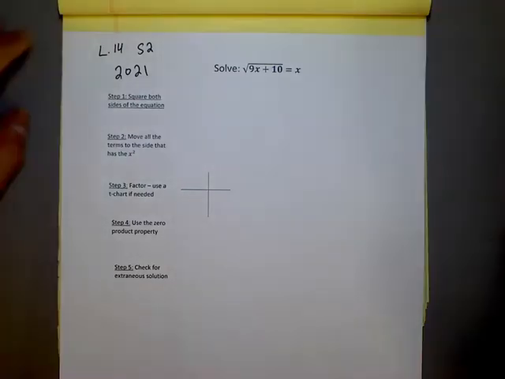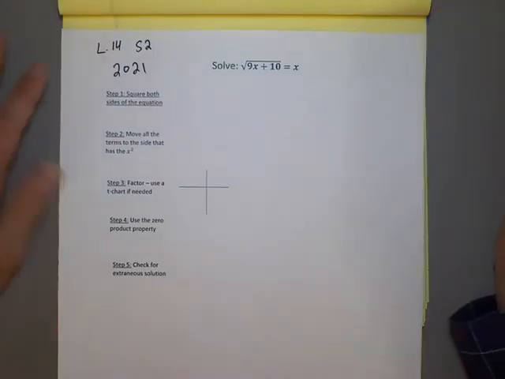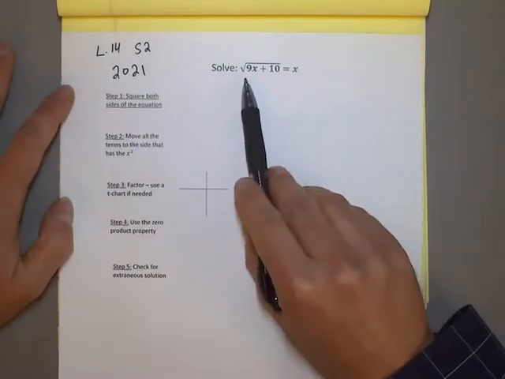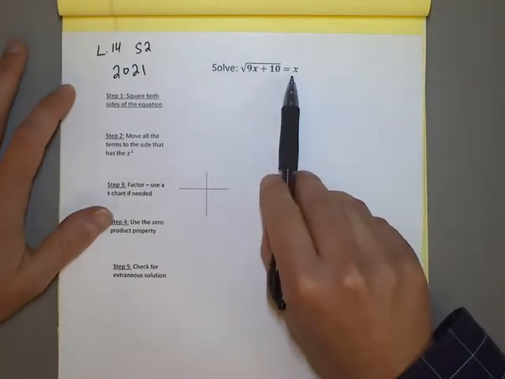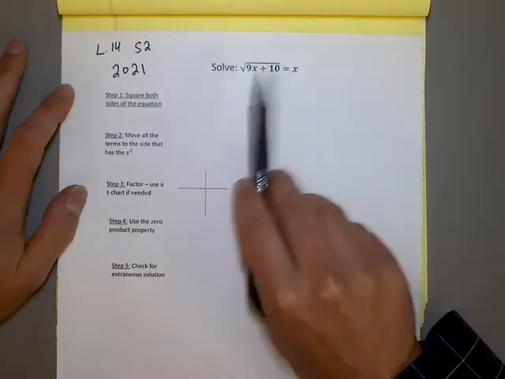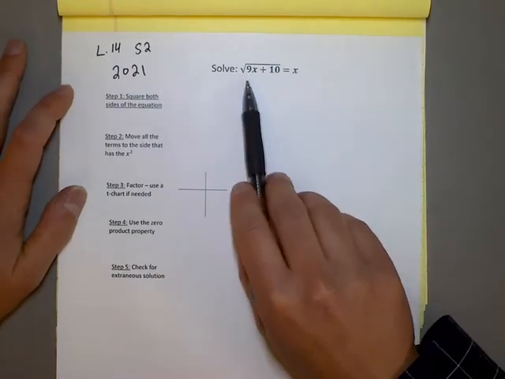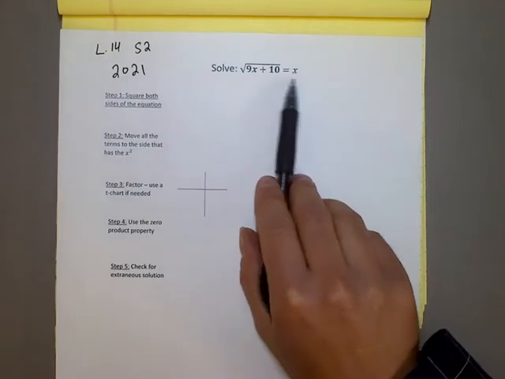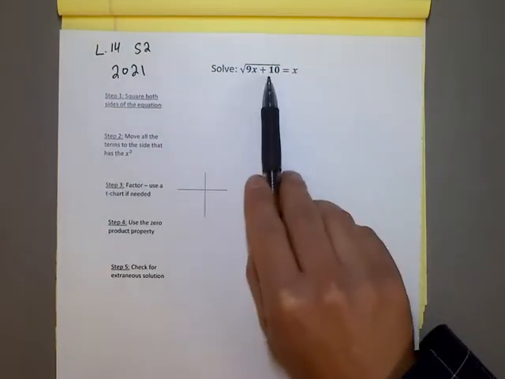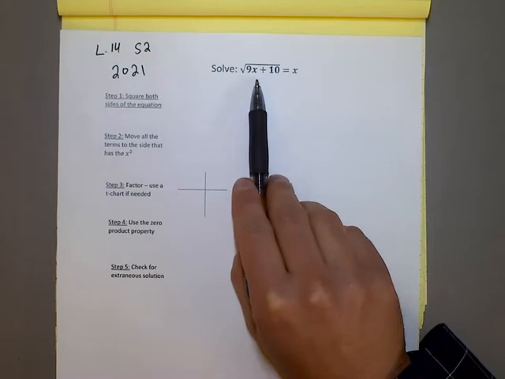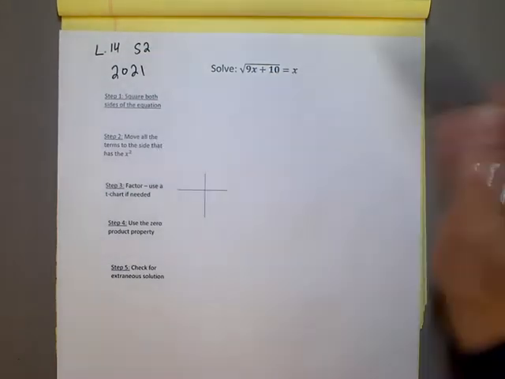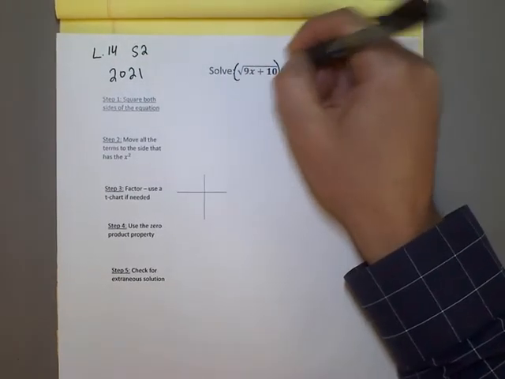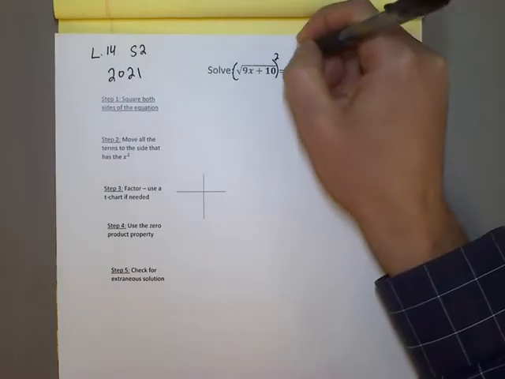In this example for lesson 4, we're asked to solve a radical equation where the answer is also a variable. We're asked to solve the square root of 9x plus 10 is equal to x. Since there are no other terms on the left side besides the stuff inside the square root, let's square both sides of the equation as our first step.